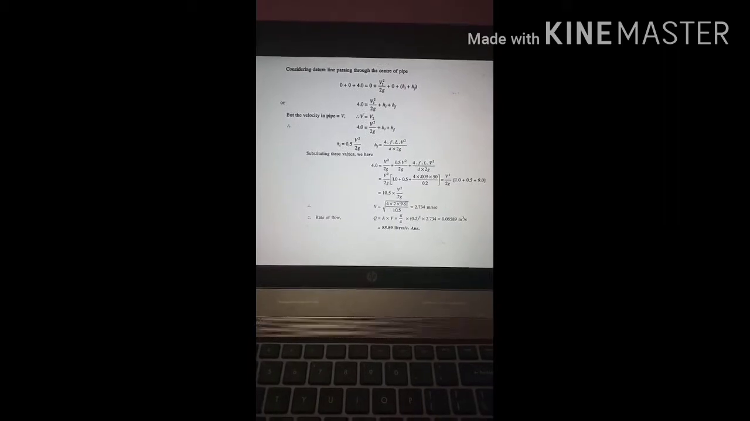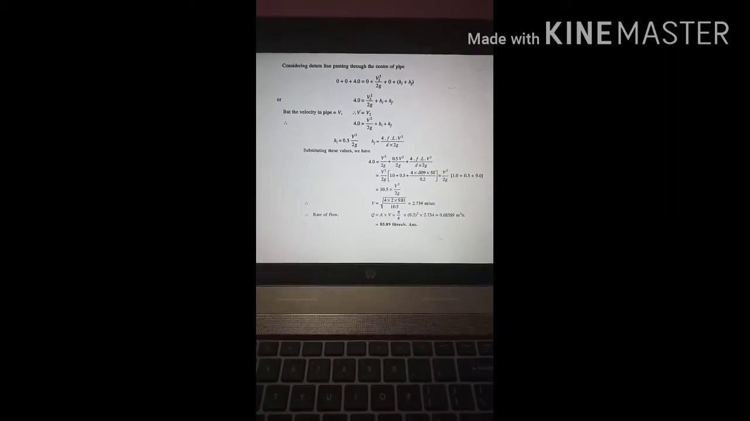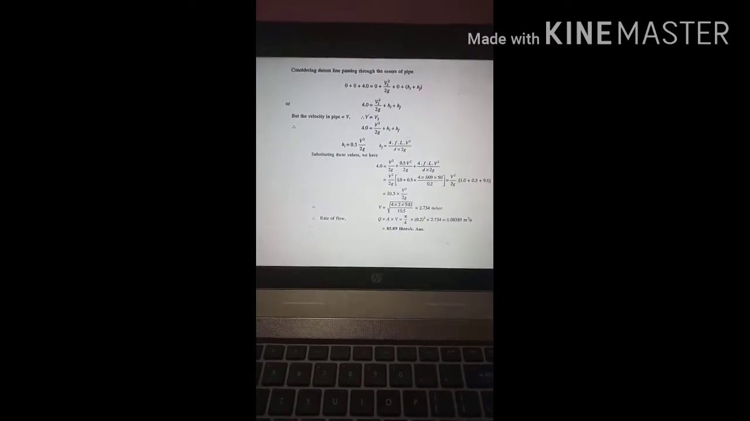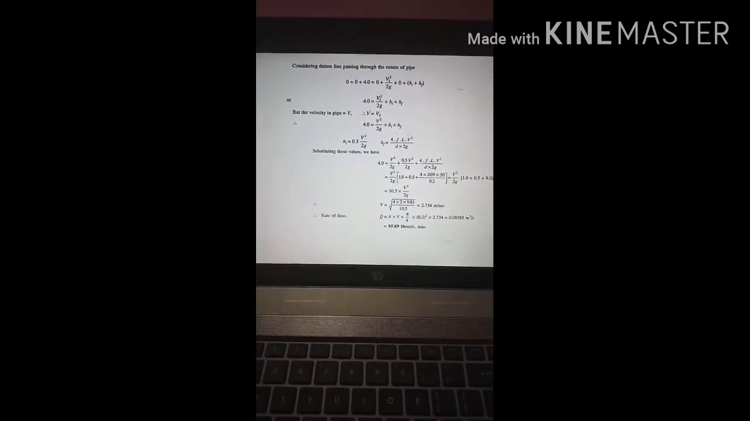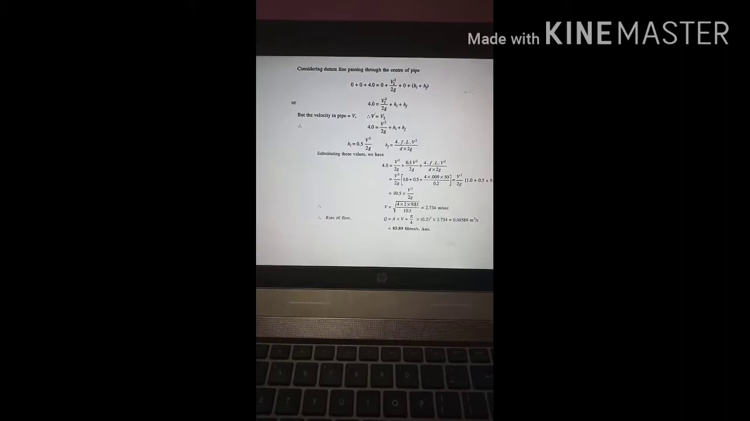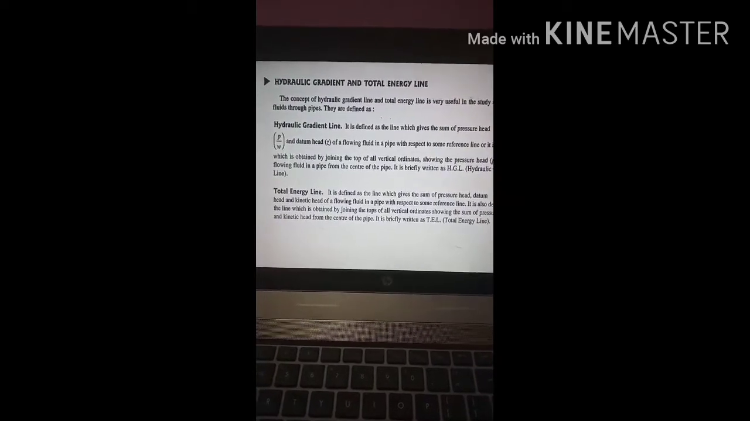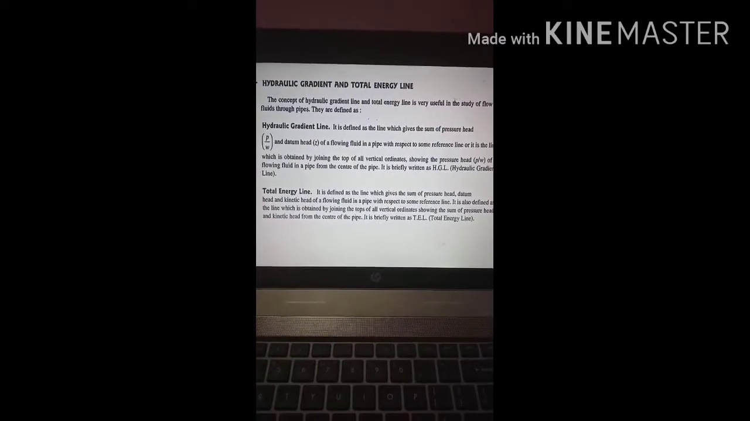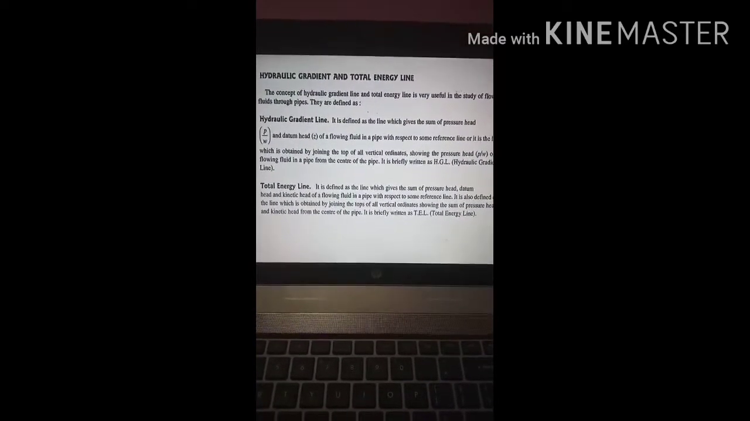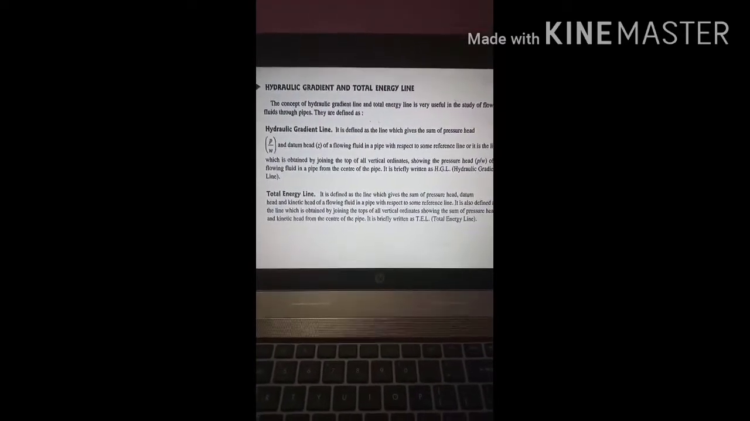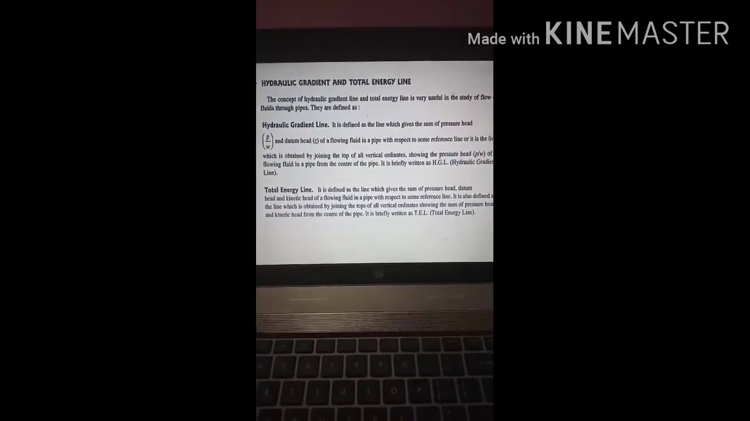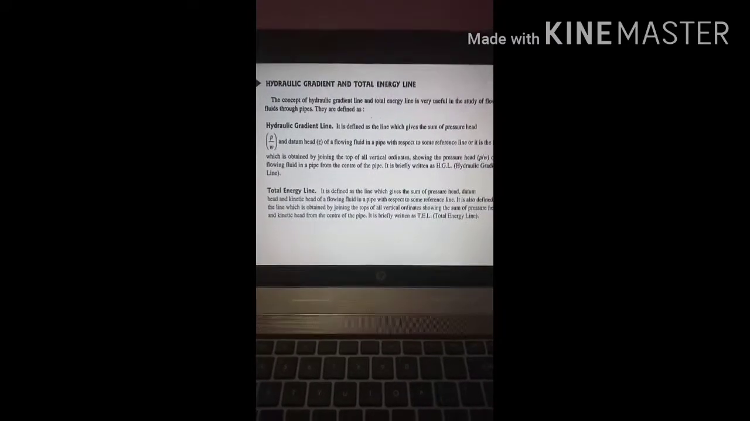Putting the velocity in the equation of discharge, discharge is equal to area into velocity, you will get the discharge. It is coming as 0.08589 meter cube per second, which is 85.89 liter per second. So this is about the numerical of the minor loss. Now let us see the last portion of this section, that is the hydraulic gradient line and total energy line.